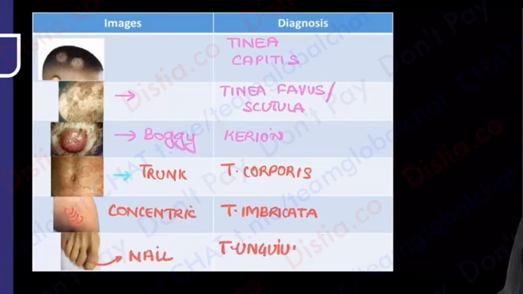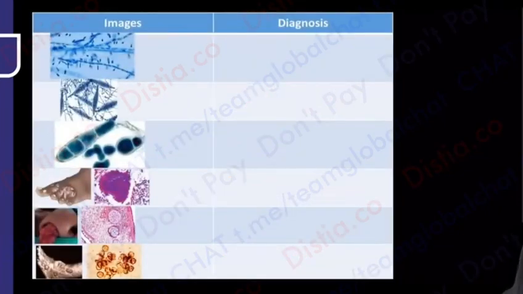So that is something that is important. Unguum, ungual means nail. Okay, these tineas are done. What next? I have some pictures of the microscope which are going to help me. So the next one, remember these three dermatophytes, and remember the mnemonic that I told you, TME, that is trichophyton, microsporum and epidermophyton.